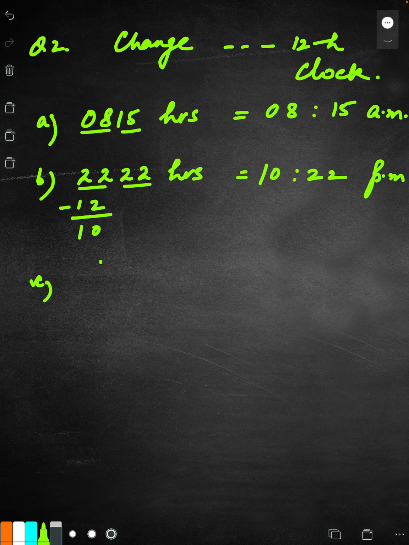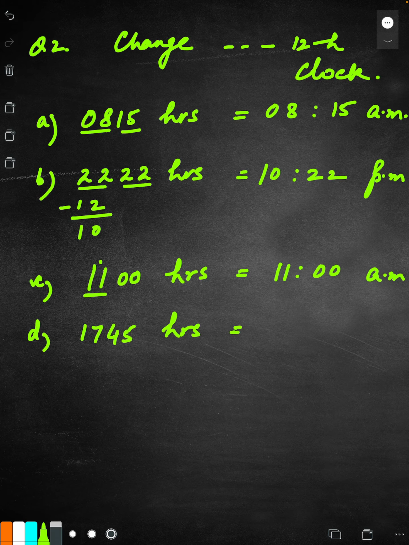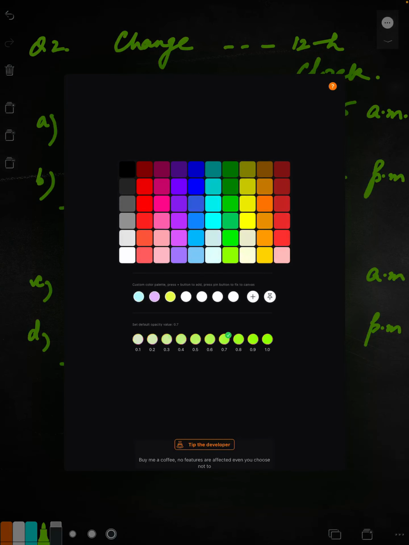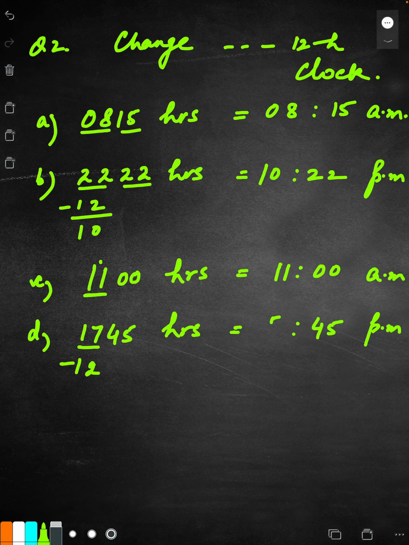C part. We have 11:00 hours. Less than 12, it will be AM. Hours are 11, colon in the Indian clock, no minutes. D part, 17:45 hours. More than 12, PM. Hours on the left side, colon, and minutes on the right side. Not exactly in the same way; that is wrong. You have to subtract 12 from it. So you will get 5, because it is more than 12. So take away 12 because that completes one round of the Indian clock. So it is 5:45 PM.